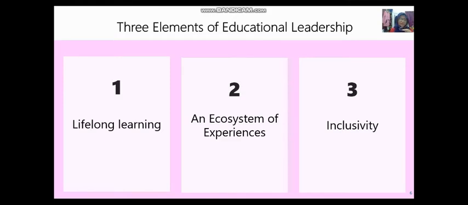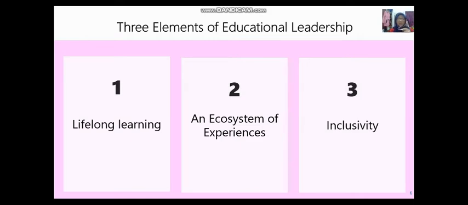So lifelong learning, we talk about lifelong learning means that benda tu berpanjangan. Okay, someone understands that learning is a continuous process and someone who is going to bring their context into the experience. It means that lifelong learning ni macam pembelajaran itu tiada limitnya. Kita akan belajar setiap hari. That's one of the elements of educational leadership.